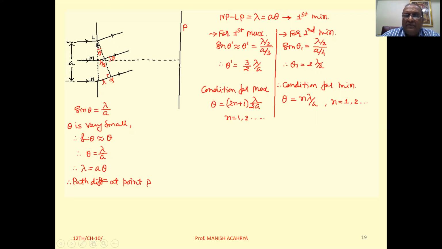Now for each and every wave diffracted from this first part of the slit LM, its effect will be cancelled by the waves which are diffracted from the second part of the slit MN.